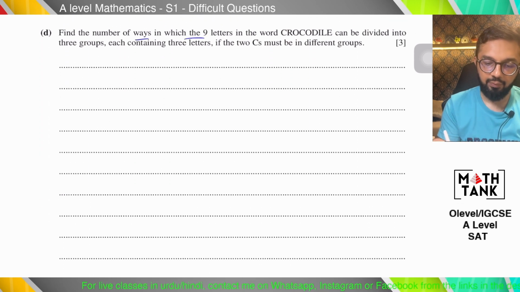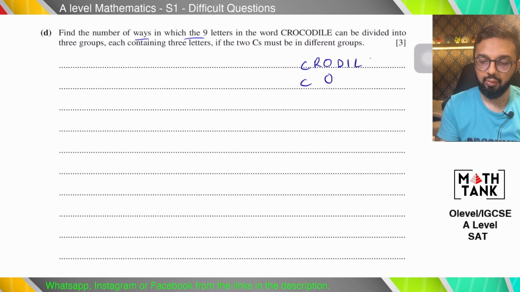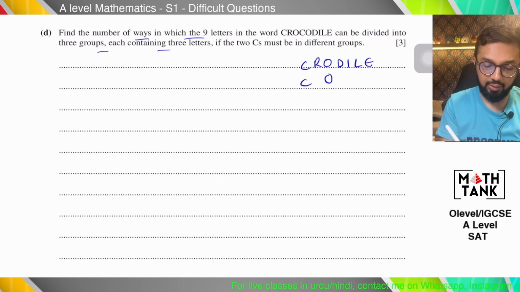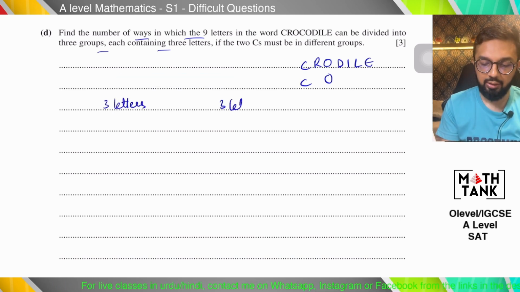Then it says find the number of ways in which the 9 letters in the word crocodile can be divided into 3 groups, each containing 3 letters, if the two C's must be in different groups. Now, I'm not asking you to select letters here. I'm asking you to divide them into 3 groups. So 3 letters, 3 letters. Now, again, the identicals must be separated.